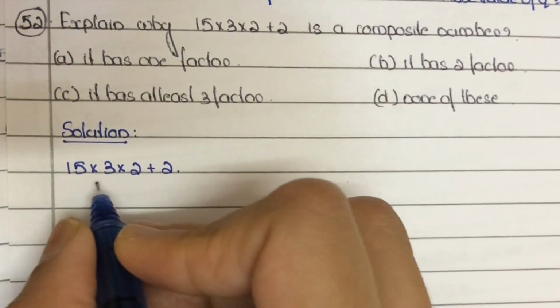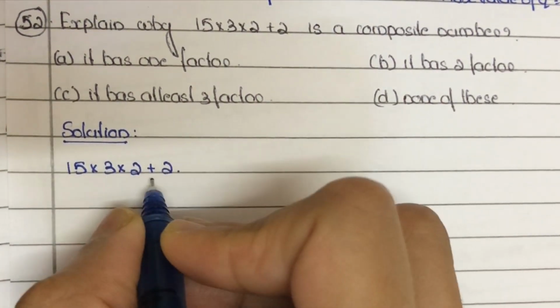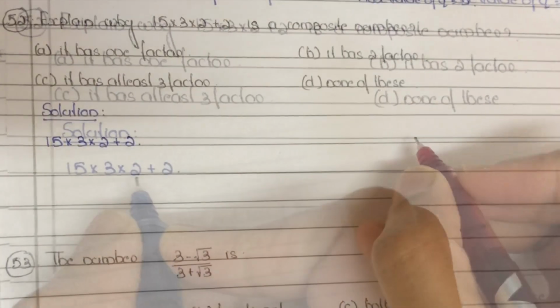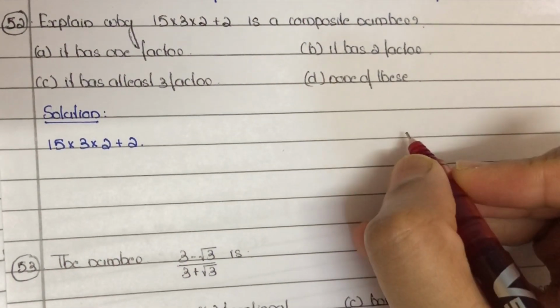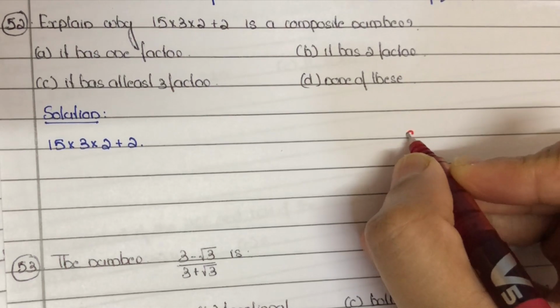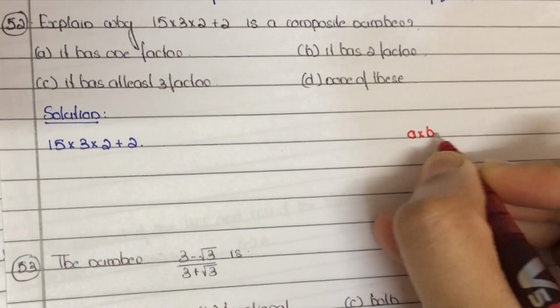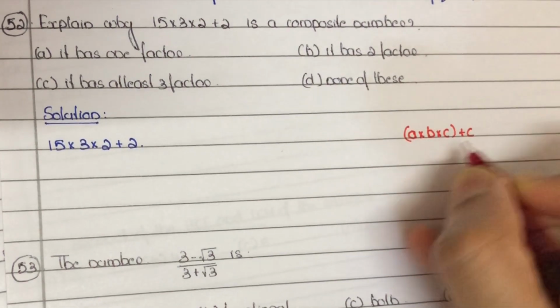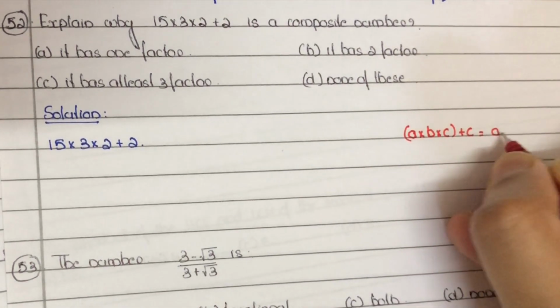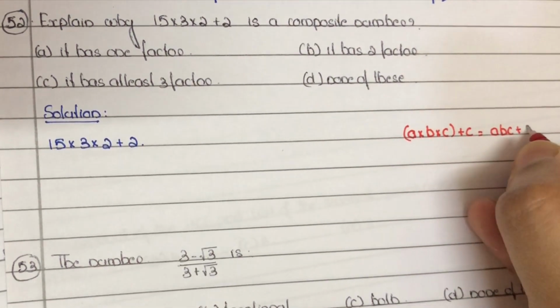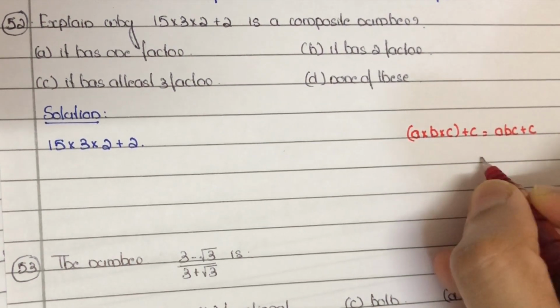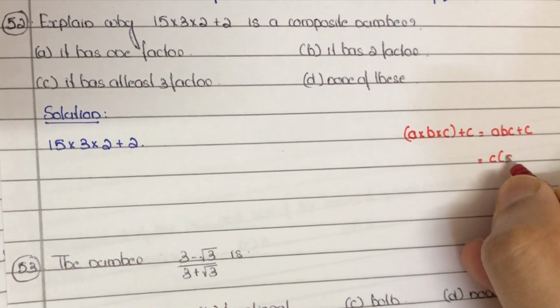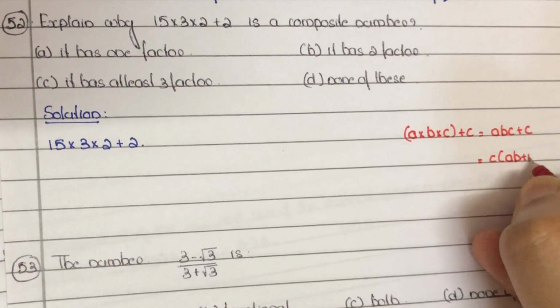First we can find the prime factors of this number. Before that, consider an example, A into B into C plus C. We can write this as ABC plus C. C is common, right? So you can take it out. That is C into AB plus 1.